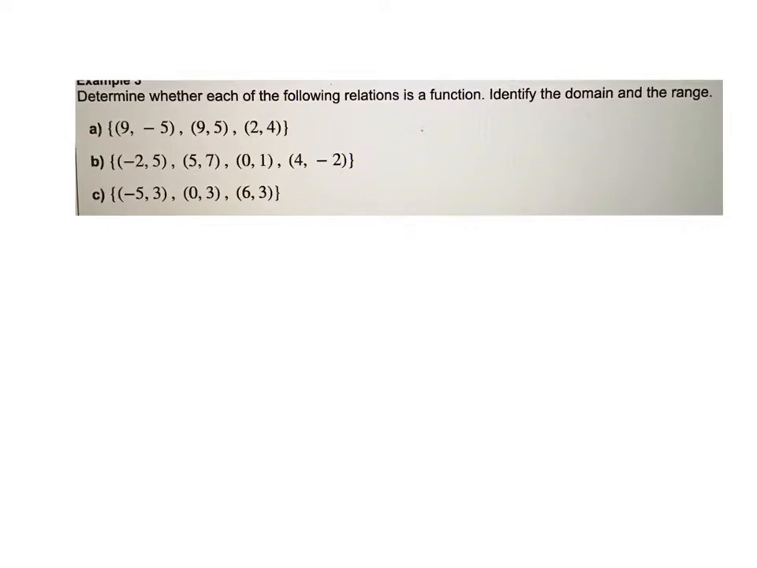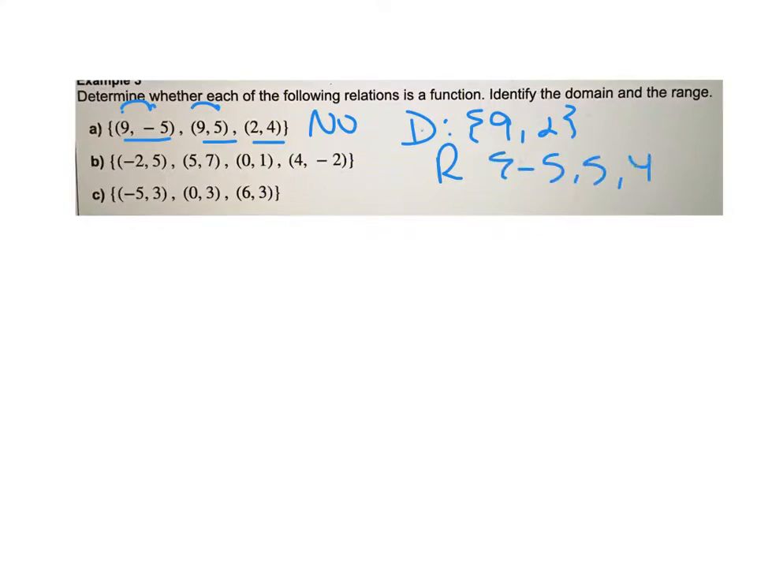The second thing they're going to have you do is they're going to give you a set of ordered pairs like this and say, is it a function? And identify the domain and range. So in part A, look at the points. That one would be a no. It is not a function because this 9 right here goes to -5 and the second 9 goes to +5. So the same x has two different y's. Now the domain of that would just be your x's, which are 9 and 2. Your range on that one would be just the y's, -5, 5, and 4.